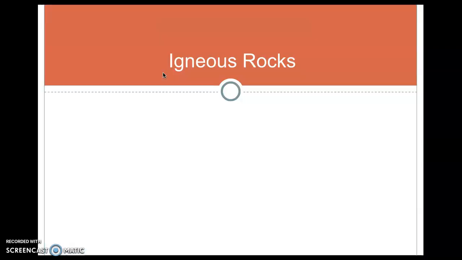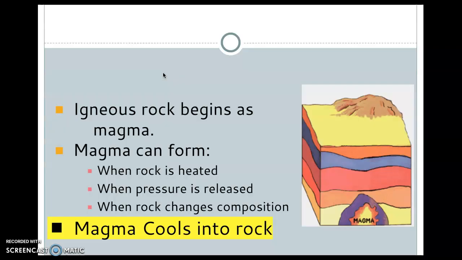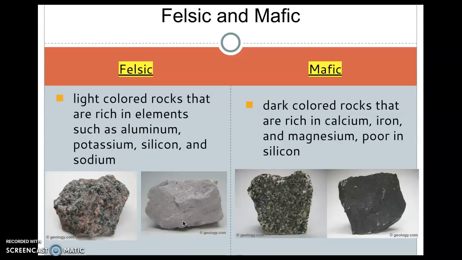The third type of rock is igneous rocks, and igneous rocks begin as magma. So magma forms either when rock is heated, when pressure is released, or when a rock changes composition. Okay, but that magma then eventually cools, forming a rock. And so on the front of our foldable under igneous, we're going to write that it starts as magma cools. We can categorize this as felsic or mafic, and we're going to write these on the front as well.